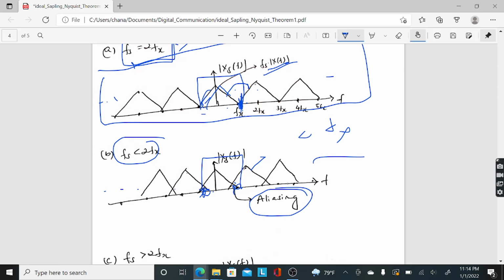Another way to say this is, when my sampling frequency is less than 2 times the highest frequency component of the input signal, I cannot recover the original signal without any error. There would be some error introduced due to aliasing.